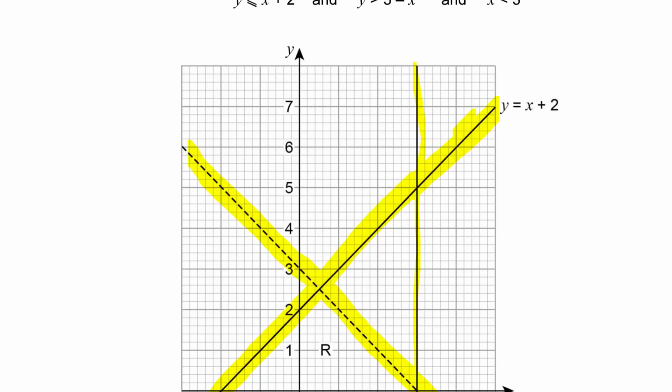The line x is less than 3, or strictly less than 3, should be the dotted line. So this one should be dotted, and it isn't, it's solid. And y equals 3 minus x should be dotted, which it is. And y is less than x plus 2 should be solid, and it is. Okay, so there's that one there, isn't it?